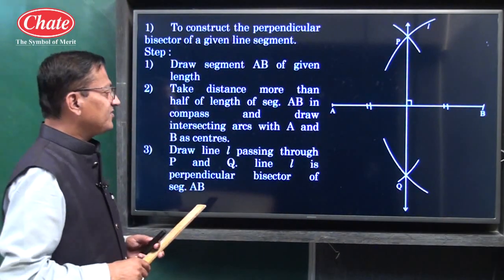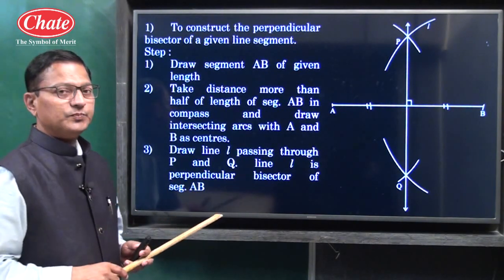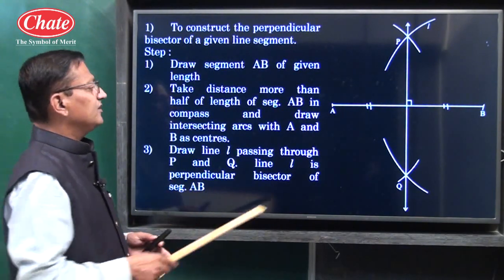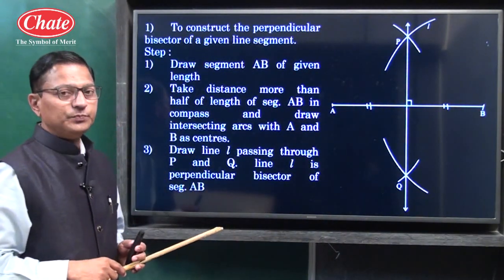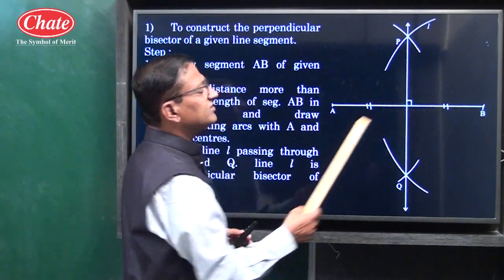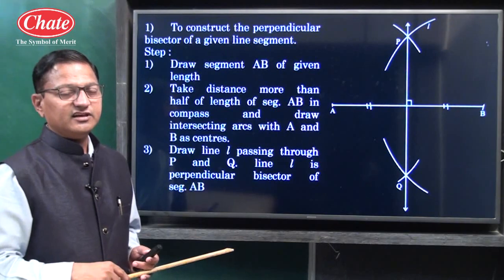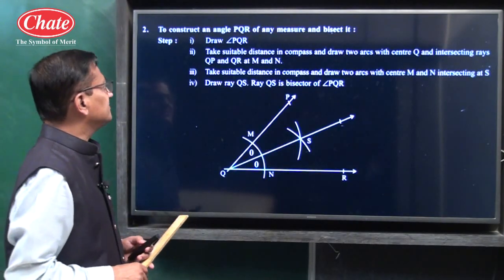Intersecting arcs, we get 2 points P and Q. Draw a line passing through P and Q. It is the perpendicular bisector of segment AB. This is a basic construction. See the next.